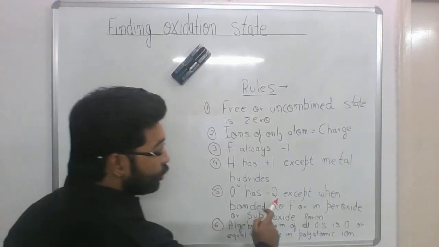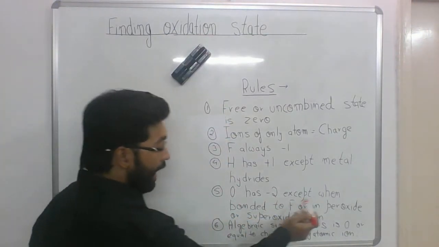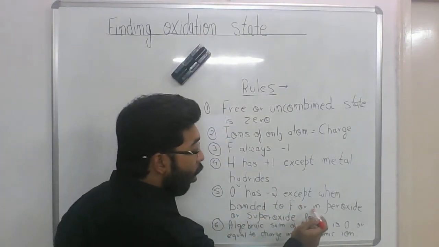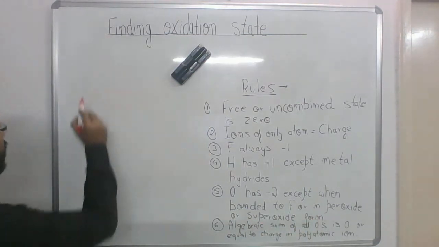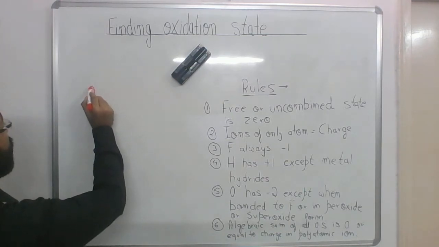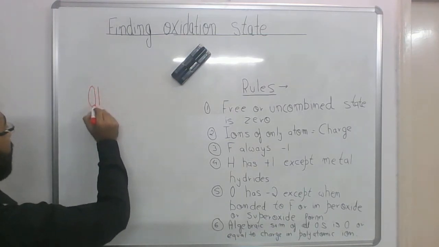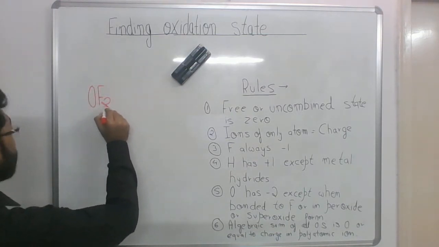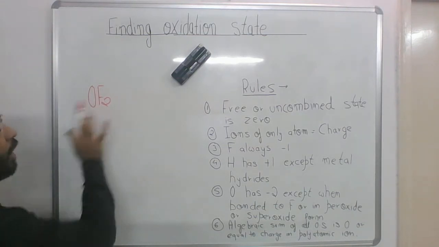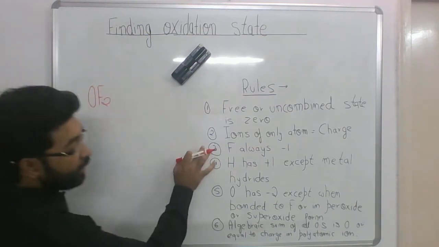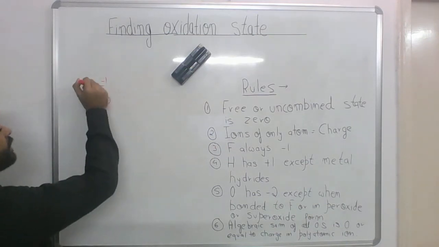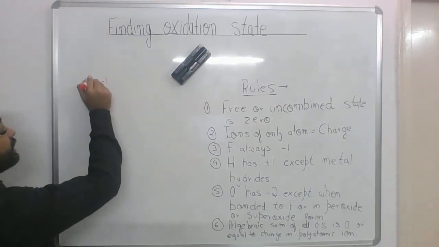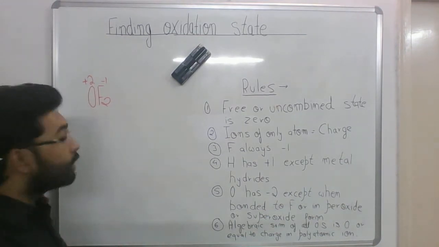Okay, now let's go to the next point, which is: oxygen has a -2 oxidation state except when bonded to fluorine or in peroxide or superoxide forms. Oxygen bonds to fluorine in the form of OF2. So in OF2, fluorine is the priority. So fluorine always has -1, so the oxygen will have an oxidation state of +2. So this is the case.